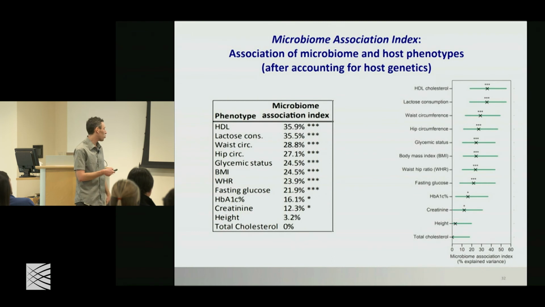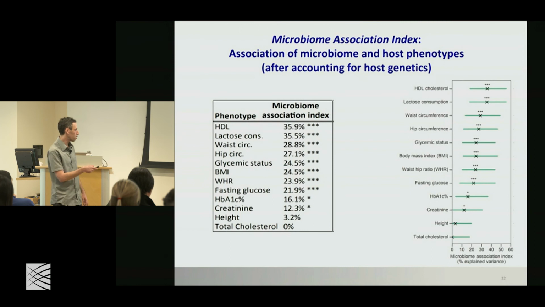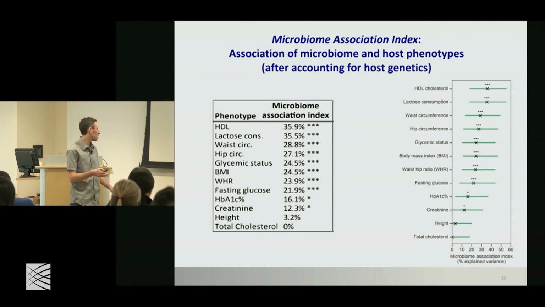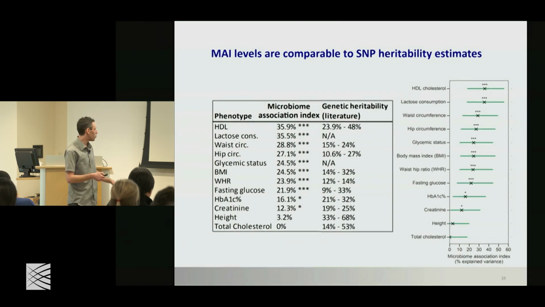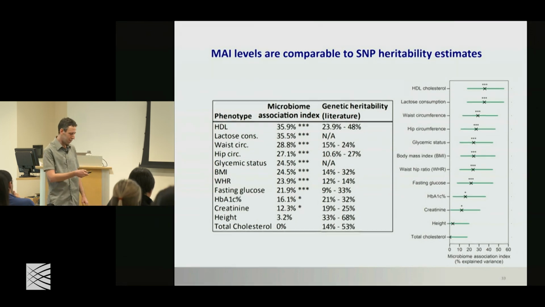You can see the estimates here, and you can see that for 8 out of these 12 phenotypes, we got pretty large and very statistically significant estimates. And here on the right, you can see the 95% confidence intervals. And we think it's cool. So we compared these estimates with genetic heritability estimates from the literature. What you can see is that these are roughly comparable for many of these phenotypes, not for all of them, but for many of them.